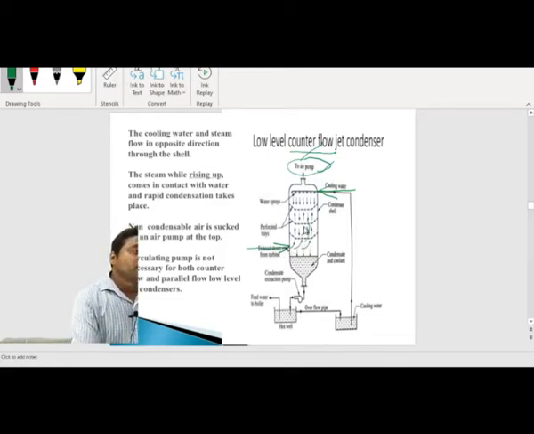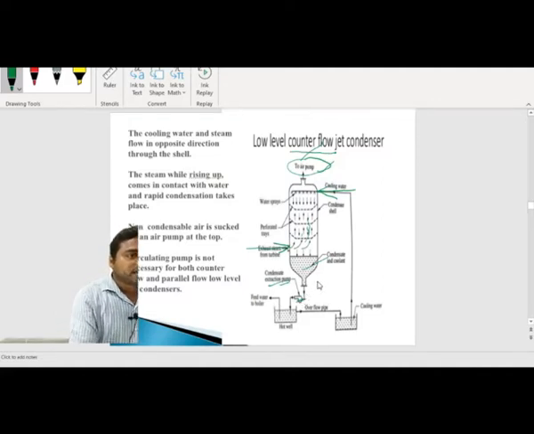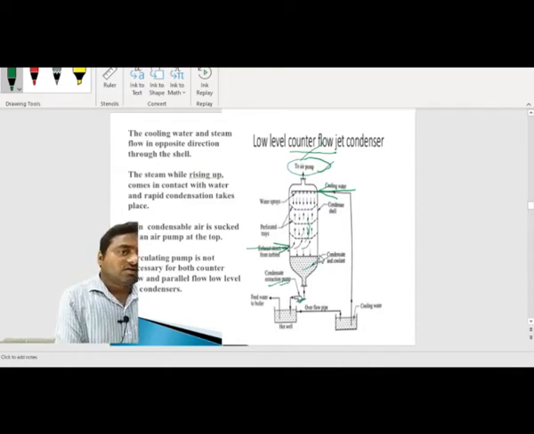Okay, so obviously, for mixing to take place, a perforated tray is arranged this way. So whenever the steam comes in contact with the cooling water, it exchanges heat, and the steam changes its phase to the liquid state, and that condensate will collect at the bottom of the condenser here. Okay, that condensate will be extracted using an extraction pump. This is a condensate extraction pump.